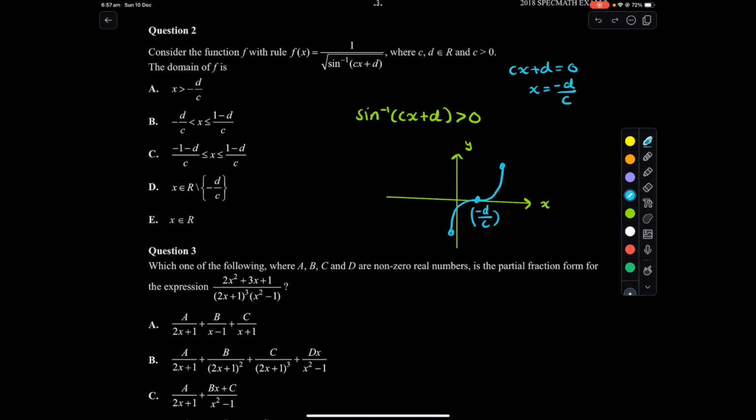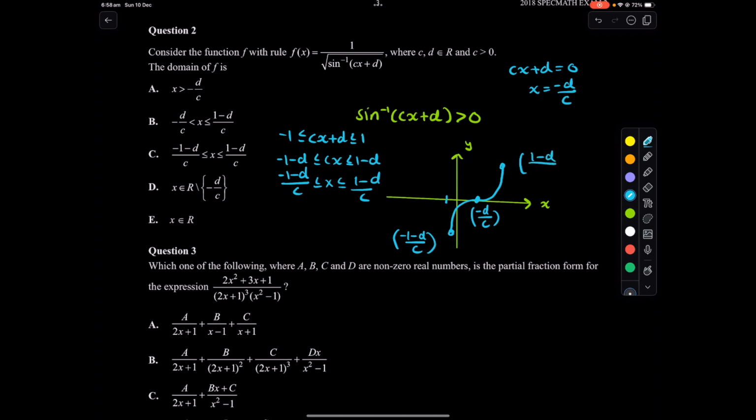And what about the implied domain of that? So what's happened to these domains here? Well, what are the endpoints? That's easy, because it is just c of x, so the inside must be between negative 1 and 1. Hence, negative 1 minus d, cx, 1 minus d, so negative 1 minus d over c, x, 1 minus d over c. So this is our domain. This point over here is negative 1 minus d over c, and this point here is 1 minus d over c.